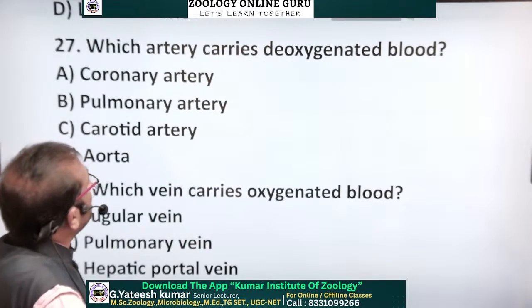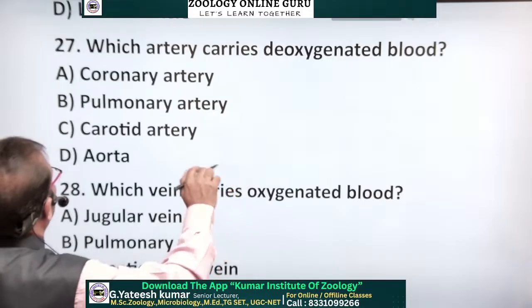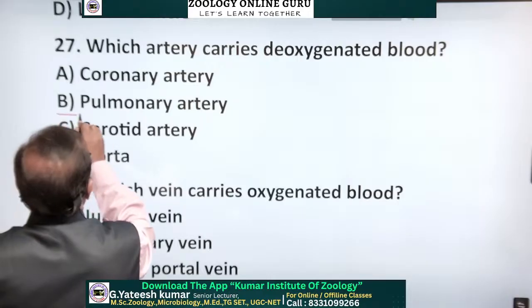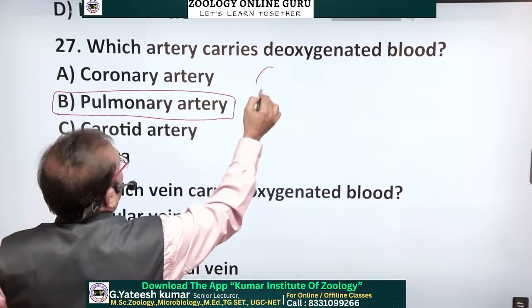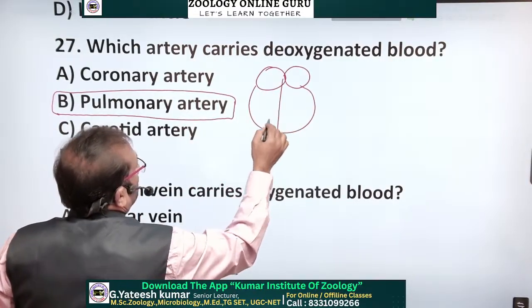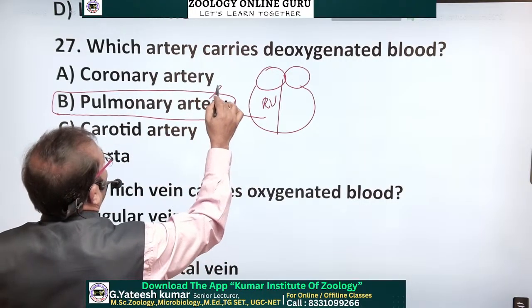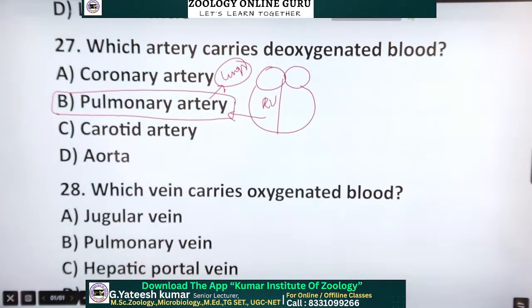Which artery carries deoxygenated blood? Coronary artery, pulmonary artery, carotid artery, aorta. Here, just now we discussed it: the pulmonary artery. It is from the right atrium to the right ventricle. From the right ventricle, the blood vessel coming outside is called the pulmonary artery, going towards the lungs for purification of blood.